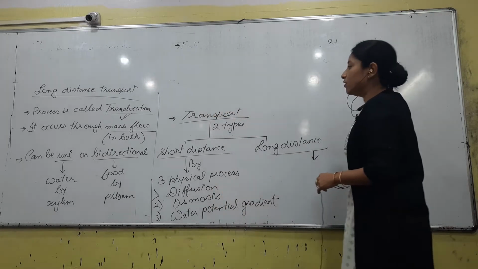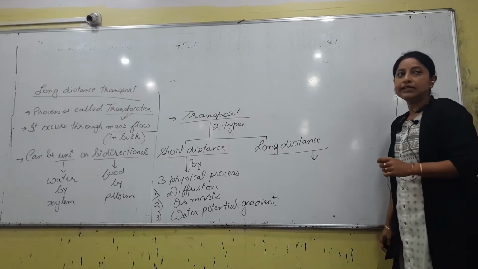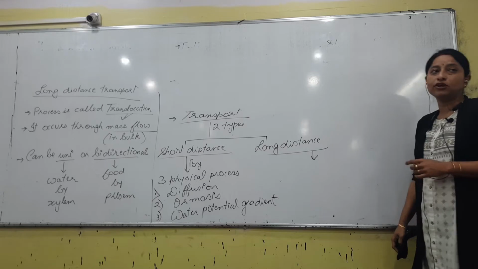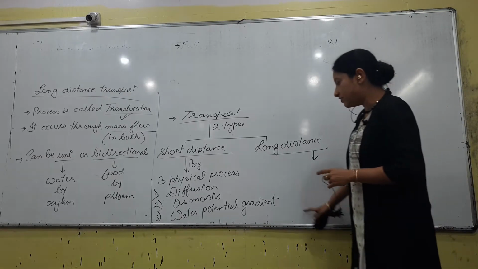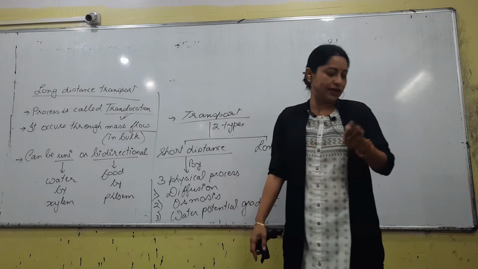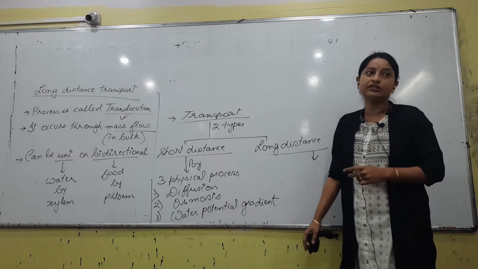So, transport could be of two types, short distance and long distance. What we understand, transporting of substances from one cell to the next cell, short distance, to the entire plant body, long distance, right. Three physical processes: diffusion, osmosis, water potential gradient. Out of this, most probably diffusion and osmosis is something that is very common and we have already studied. Something new we have not read, that is water potential gradient, right.